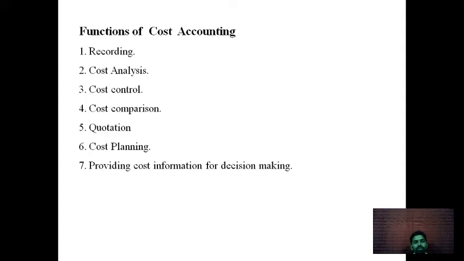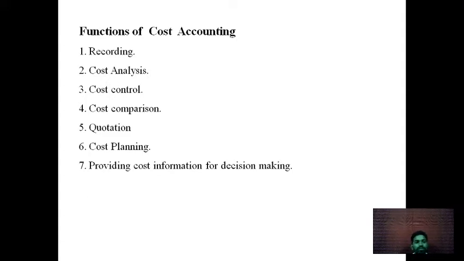The first one is recording. This is the primary function of cost accounting, because whatever cost data there is in the manufacturing sector, the industry sector, or the service sector, they are recording in the cost book. They record it for decision purposes, for analysis purposes, or for cost control purposes.